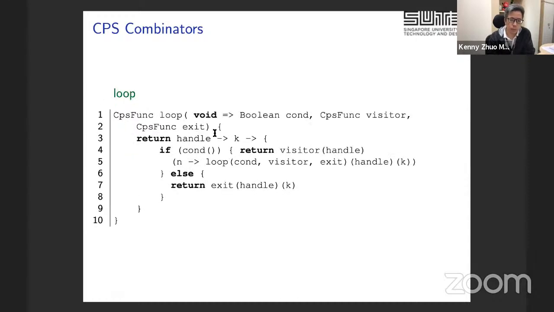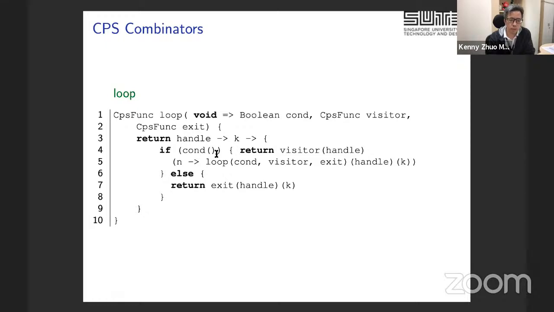For loop, it is slightly more involved, but still manageable. We run the Boolean test, and in case it's true, we execute the visitor, which is the body of the loop, and we pass in the handler of the exception continuation. As for the normal continuation, we pass in this, which is a void, and the argument will be ignored. We make a recursive call to loop itself, passing in the same set of parameters. And of course, we also need to pass in the handler and the normal continuation k.